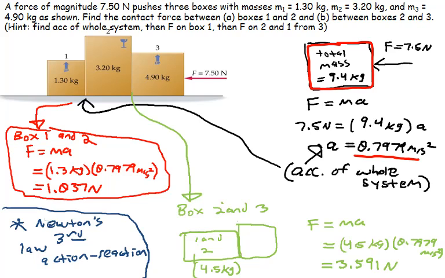The toughest part of this question is figuring out right here, what is the force in between 2 and 3? Well, what you've got to do is treat 2 and 3 as one object, because right here, this is having to accelerate both these boxes. So mass 2 and mass 3 together are 4.5 kilograms. We know the acceleration, therefore we can find the force. And so the force between those right at this spot is 3.591 newtons.